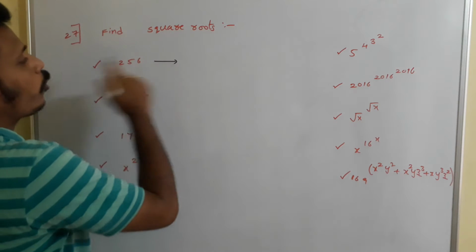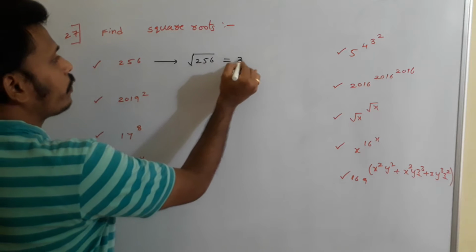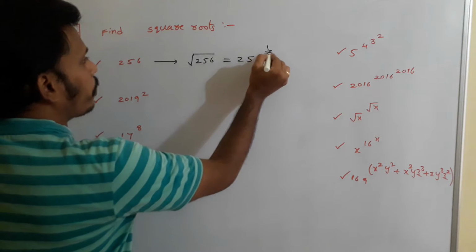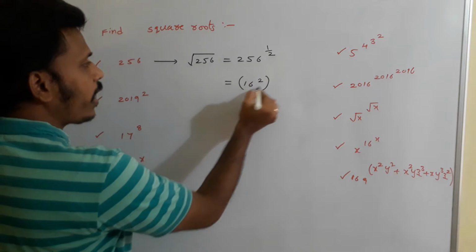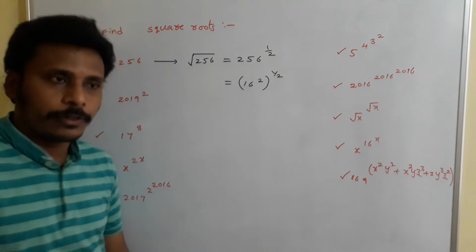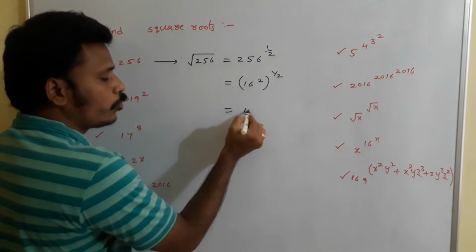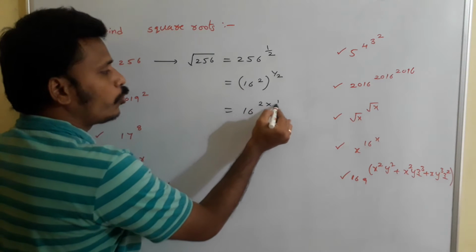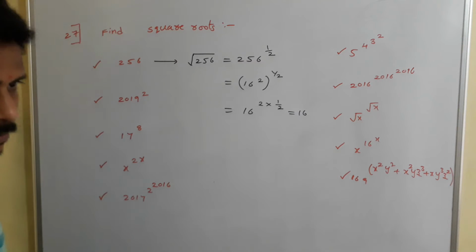Square root of 256. In that sense our target is to find the square root of 256, which is nothing but 256 to the power 1 by 2, and we know 256 is 16 squared, to the power 1 by 2. And clearly from the laws of exponents we can multiply these two, 16 to the power 2 into 1 by 2, and you have your answer as 16, right?